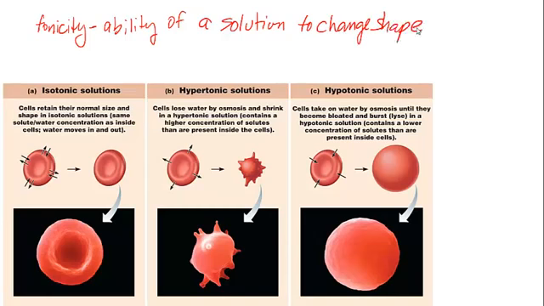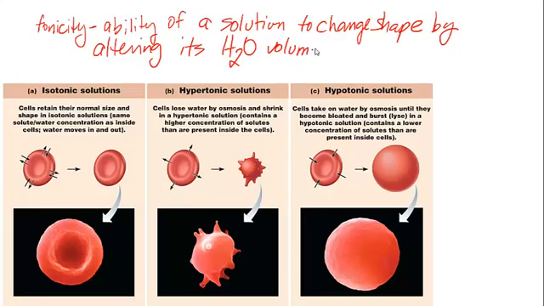And it's going to change that shape by altering its water volume. So it can either swell or burst, or it could shrink or crenate. However, if it's in an isotonic solution, which has the same amount of solutes as the inside of the cell, then nothing is going to happen. It's going to maintain its normal size.